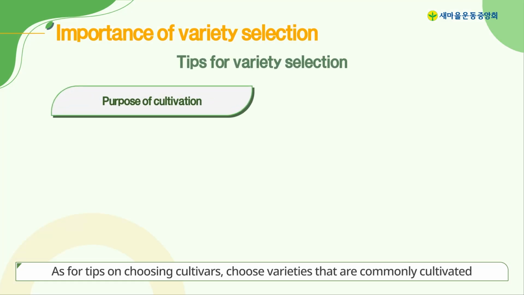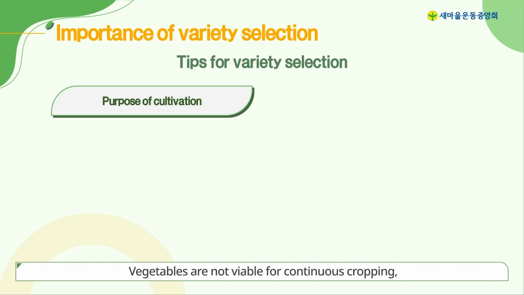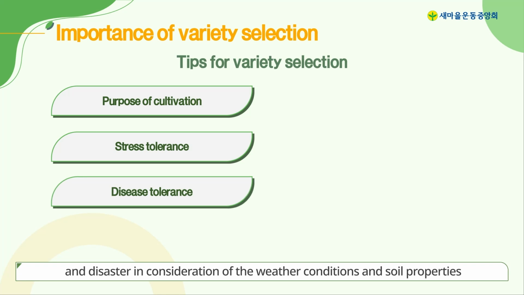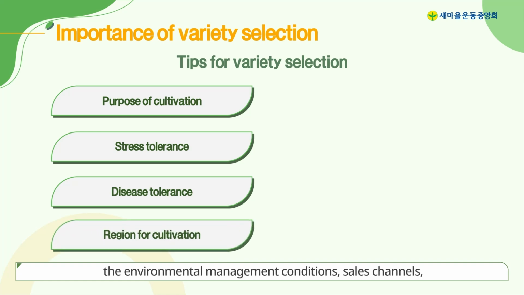As for tips on choosing cultivars, choose varieties that are commonly cultivated and ones that suit the purposes for cultivating that crop. Vegetables are not viable for continuous cropping, and they are often damaged by drought and excessive water. Therefore, you should choose cultivars that are resistant to disease and disaster in consideration of the weather conditions and soil properties of the region where they are to be grown, the environmental management conditions, sales channels, and consumer preferences.